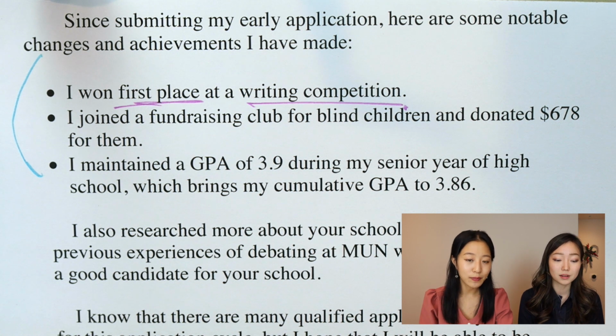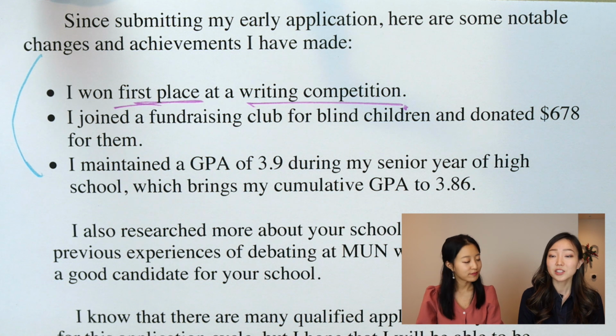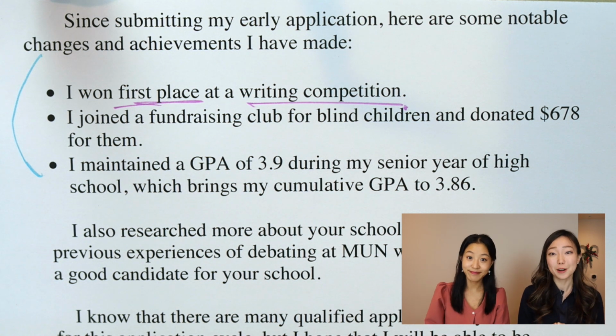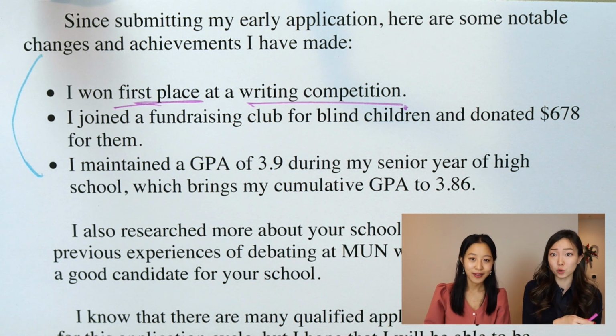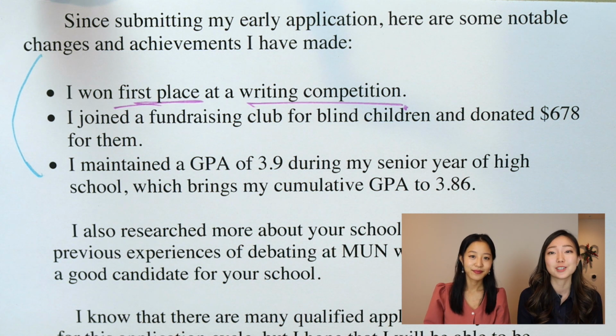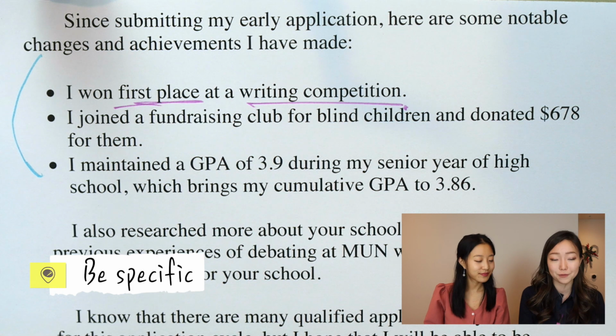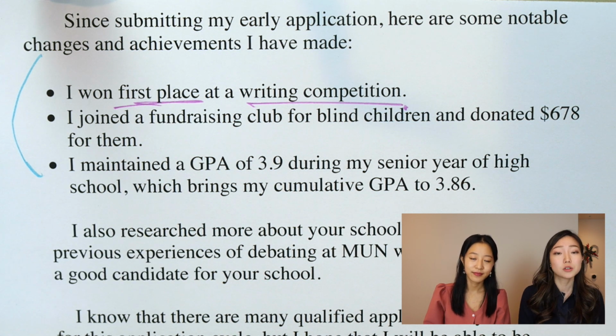Alright, so the first bullet point that we have is, I won first place at a writing competition. So there are 100 billion writing competitions that you could have won first place in. You could have won first place at some sort of an elementary school thing by posing as an elementary student, but you want to be very specific. What kind of competition? What did you write about? How did you write it? Just make it very specific so that they know you're telling the truth.